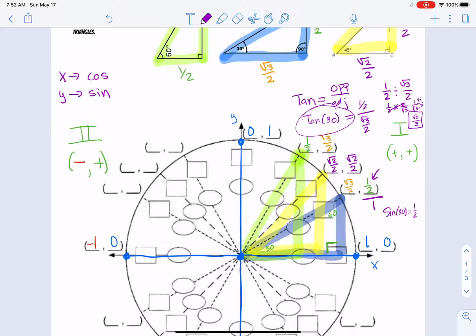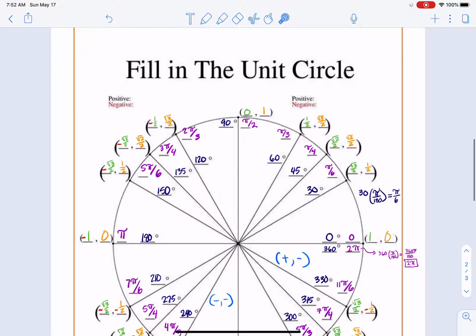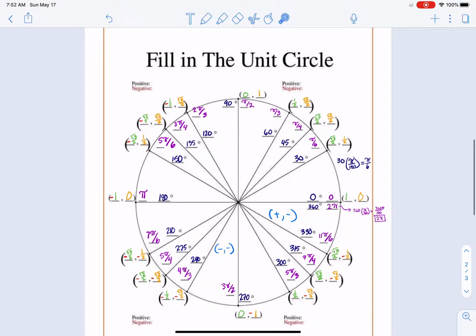Okay, so I'm going to look down at this completed unit circle. You need to copy all of this information in, but let's just talk about where these pieces come from and why they matter. So this is going to be our degree measure. This is going to be our radians measure. So now let's talk about how we get from one to the other.